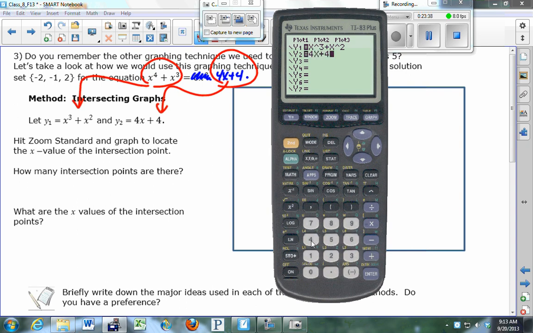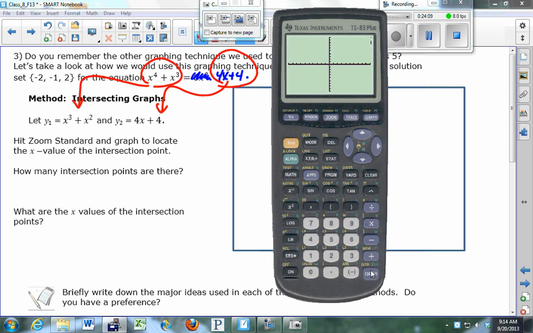Okay? And now we hit zoom standard and graph to locate the x value of the intersection point. So now we're not interested in where this crosses the x-axis anymore, because our equation is not set equal to 0. We're saying, when does this equal that? So we want to find our intersection point. I don't know why I put zoom standard in. Well, we'll do that in.